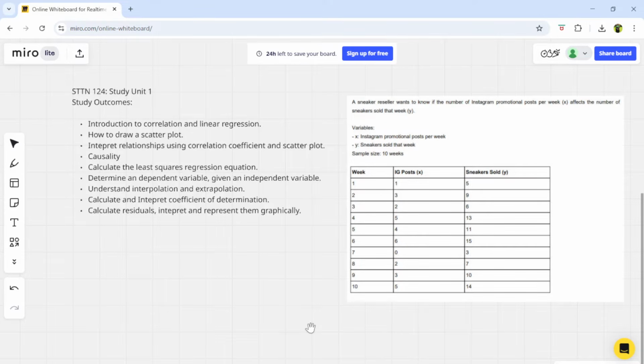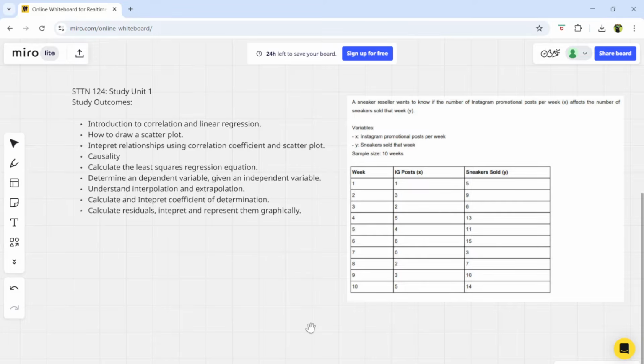This is a tutorial specially designed for statistics first year students in the Northwest University. However, if the content is similar to other institutions, you guys can find this useful as well. Today we're doing study unit 1, which is correlation and linear regression.